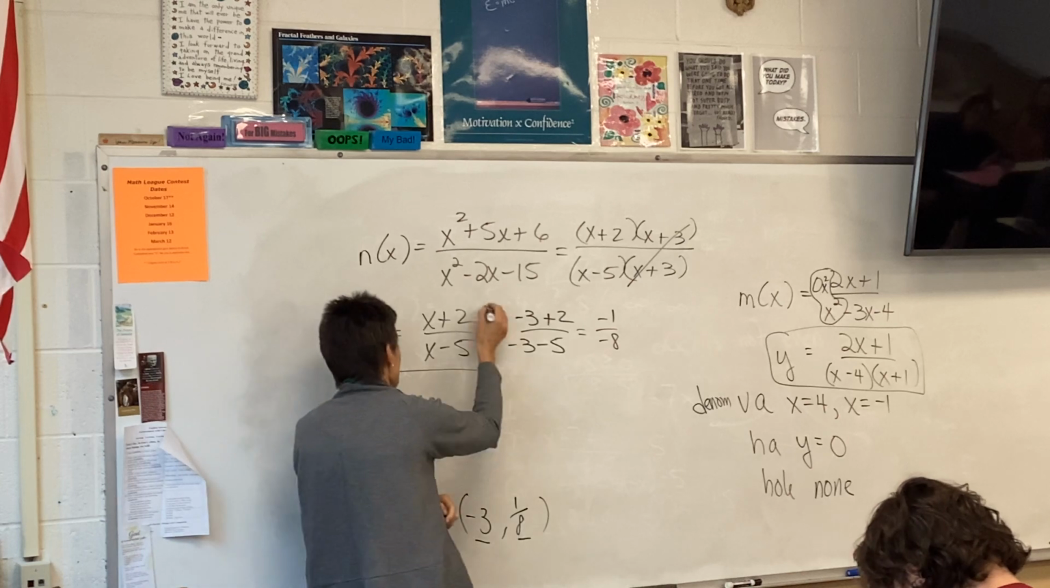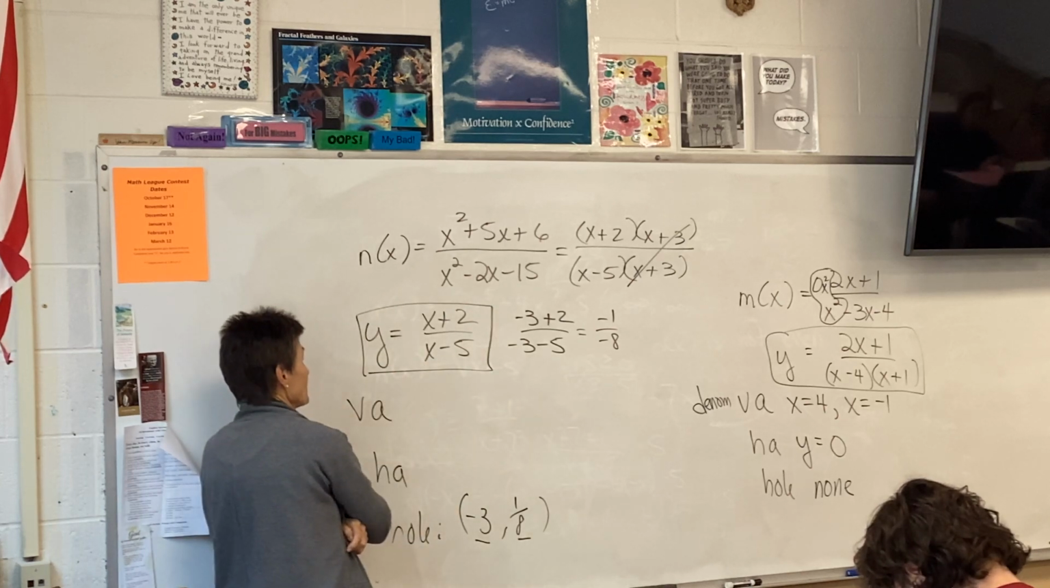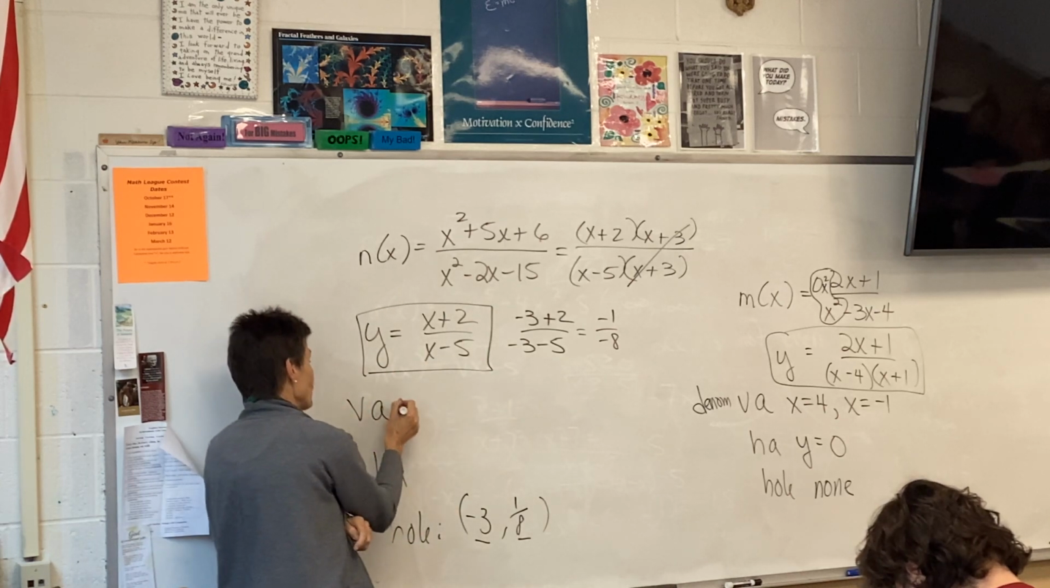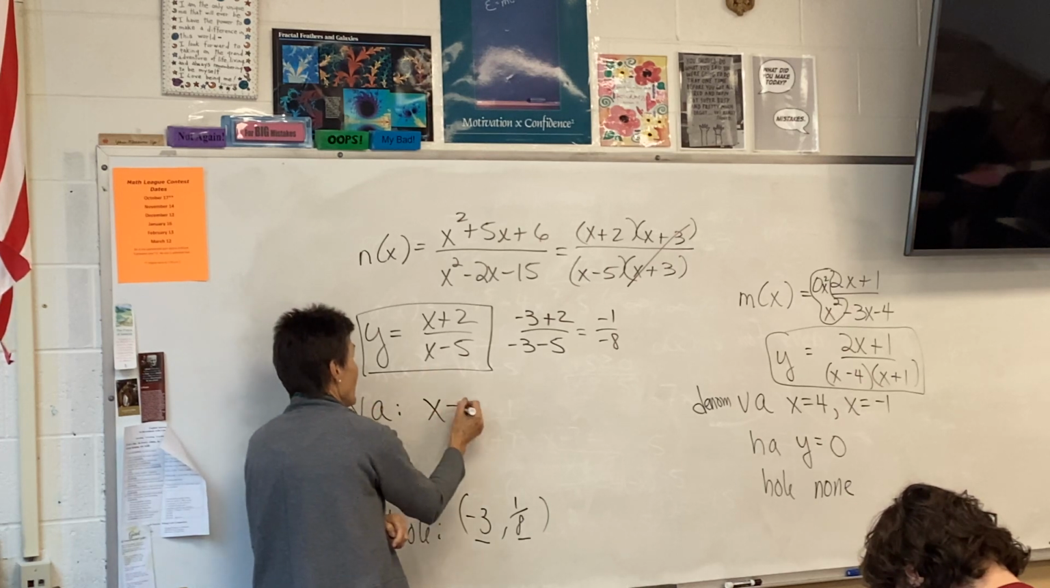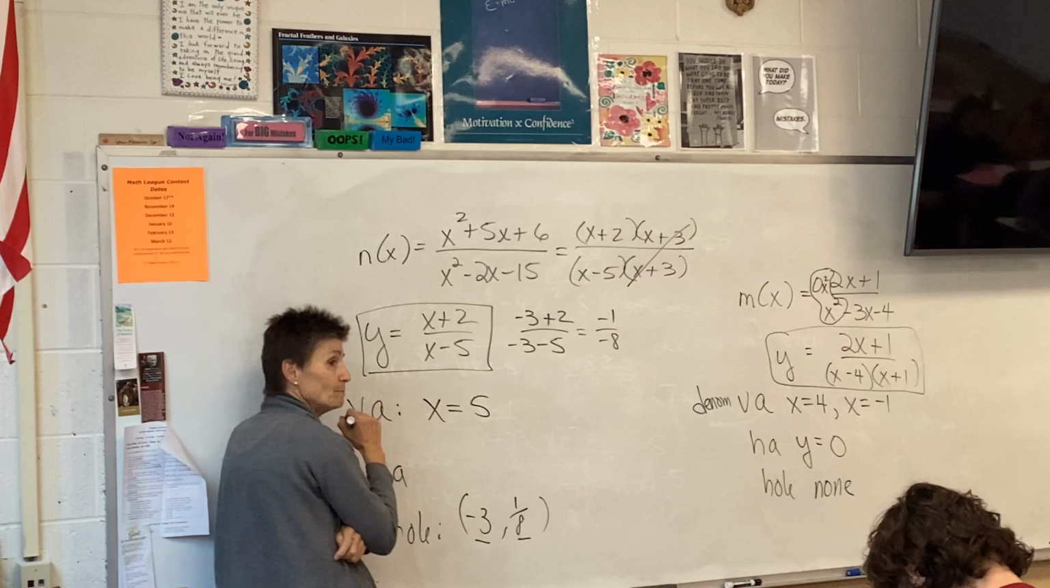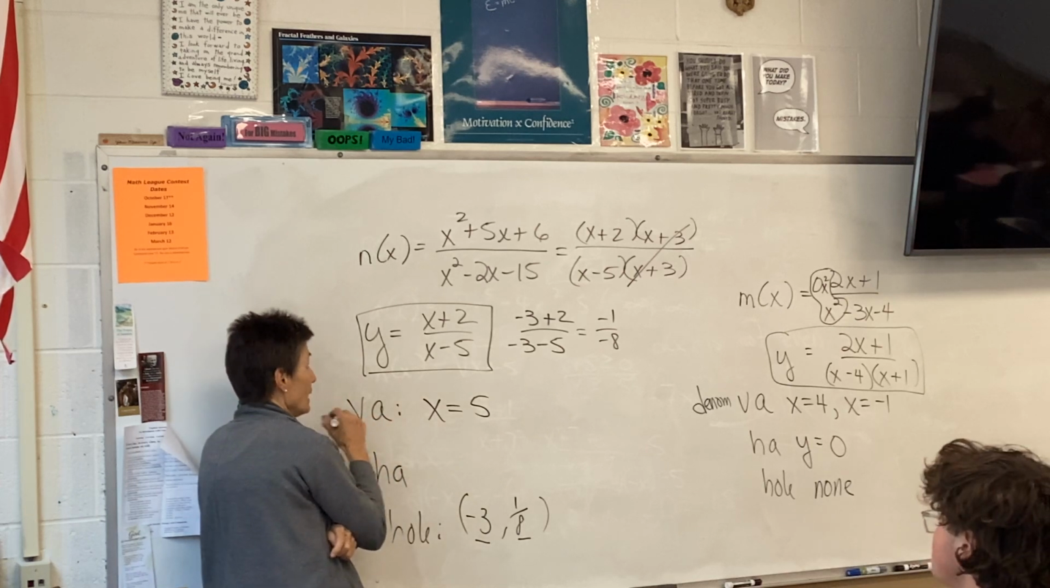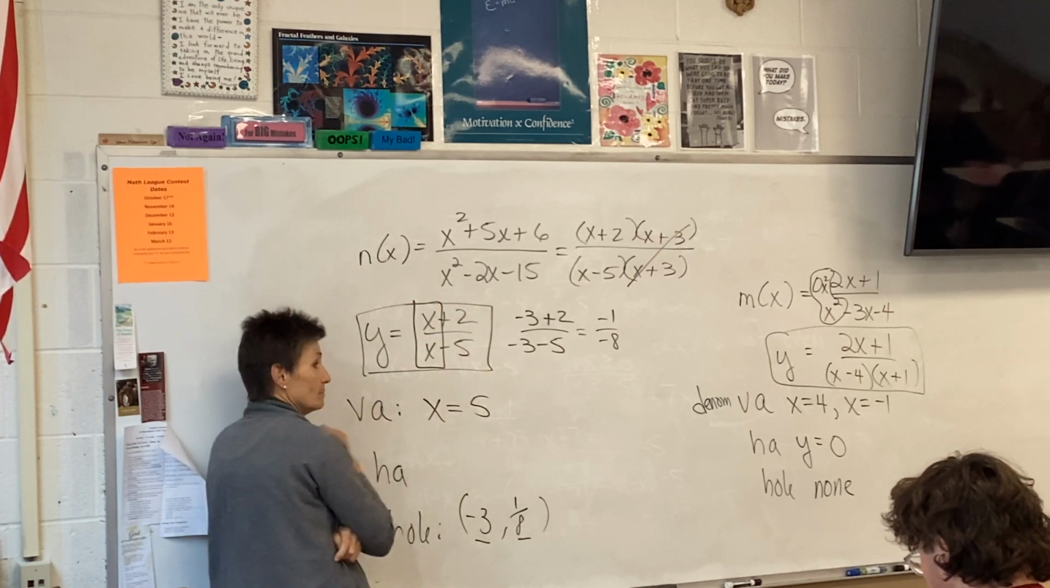All right, remember, this is our problem here after we cancel. This is what we've got. Do we have any vertical asymptotes? Yeah. We have one, and it's where x equals 5. How about a horizontal? 1.